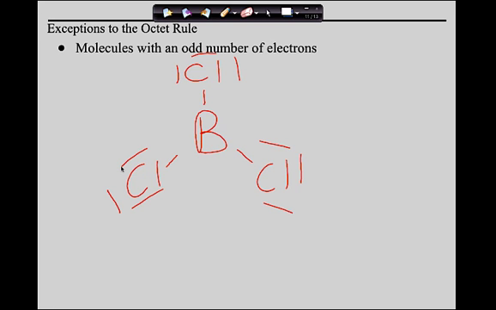Boron doesn't have a complete octet. Is it possible for boron to get a complete octet? Well, in theory, we could take some electrons off of here and do that, which then makes us realize it could be resonance stabilized. But guys, it doesn't. When we look at boron trichloride, we know that it exists, and we know that it is not resonance stabilized, and we know that there is not a single double bond with any particular chlorine.